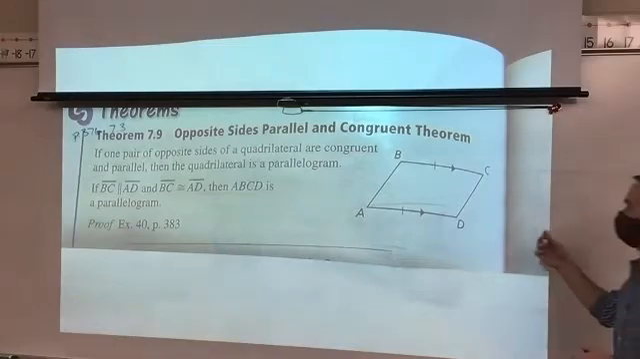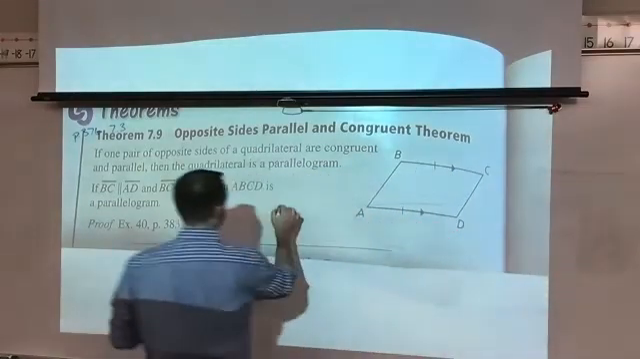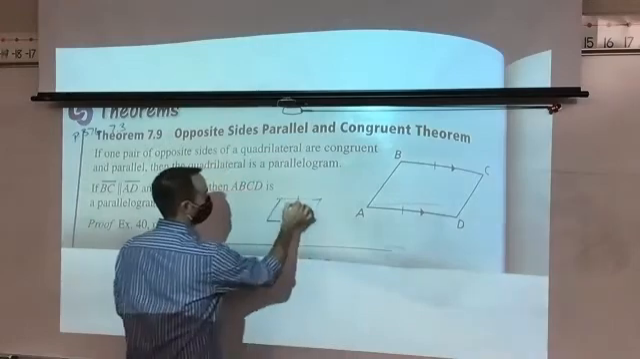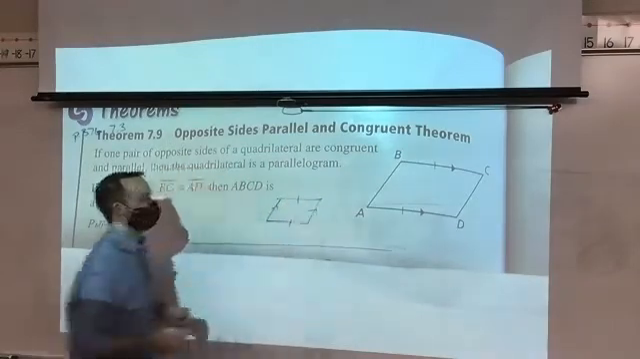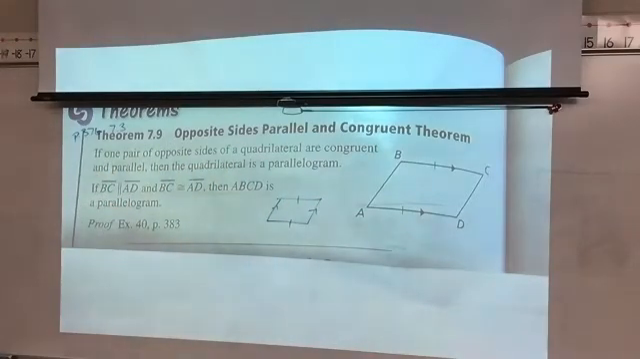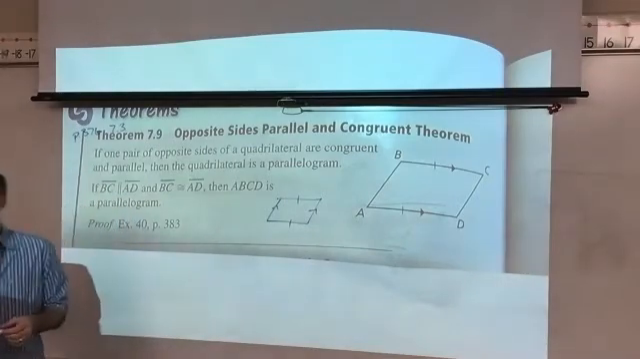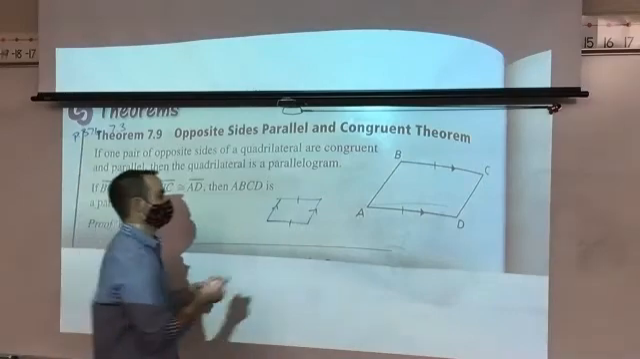The one that they're going to try to get you on is something like this, where we have one pair congruent and we have one pair parallel. That's not enough information to be able to say it's a parallelogram. It has to be the same pair.